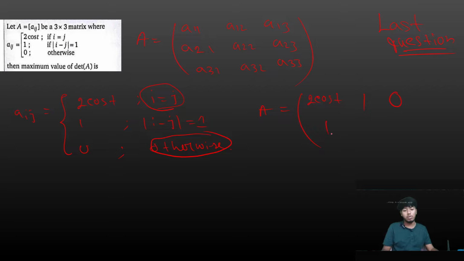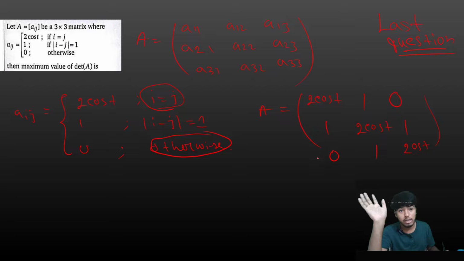2 1 distance is 1, 1. 2 2 this is 2 cos t, and third one is 2 3 distance is 1, this is 1. 3 1 distance is 2, so 0. 3 2 distance is 1, this is 1. A 3 3 this is the same, so 2 cos t. आप लोगों, अब सभी लोगों को क्या समझ आया है कैसे हम matrix को बनाएं?